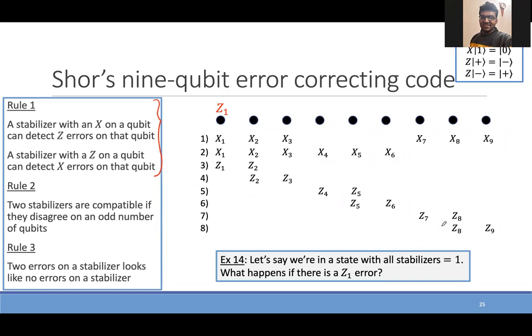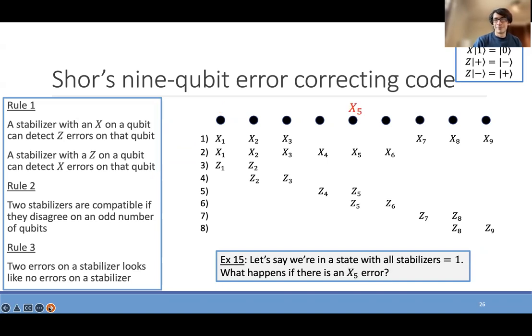First and second. Right. So the first stabilizer has an X on the first qubit, so it flips. The second stabilizer has an X on the first qubit, so it flips. All of the other ones have either Z's on the first qubit or nothing on the first qubit, so they're not affected by this error. So Z1 error flips both of those stabilizers.